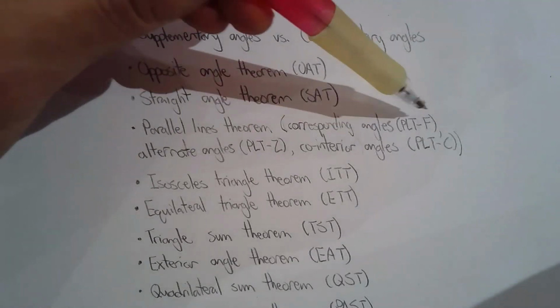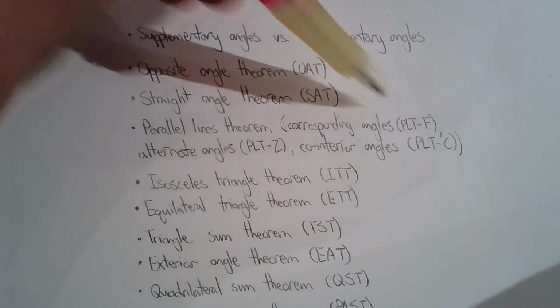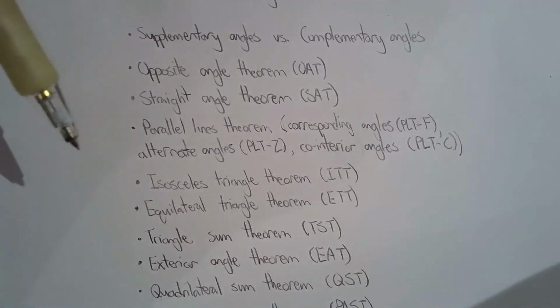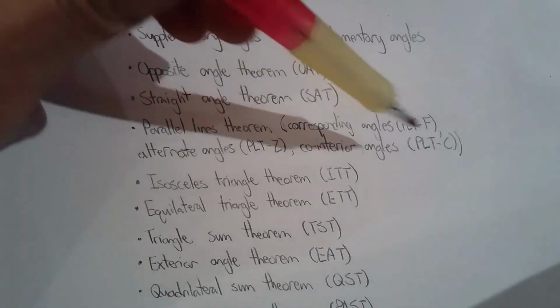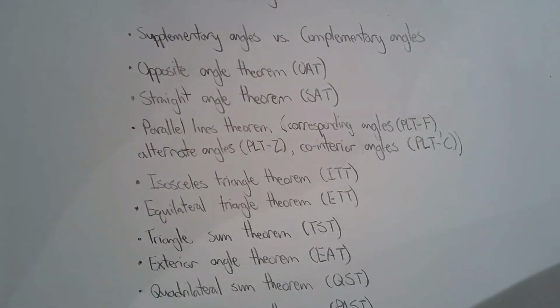Now I wrote F here because for corresponding angles, you can highlight an F pattern with your transversal and your pair of parallel lines. And Z, same idea, you can have a Z pattern, and a C pattern for the co-interior angles.